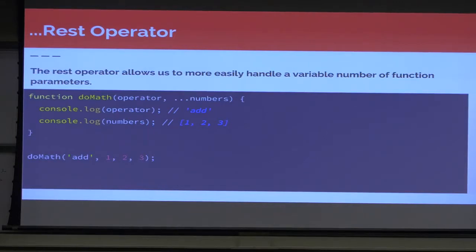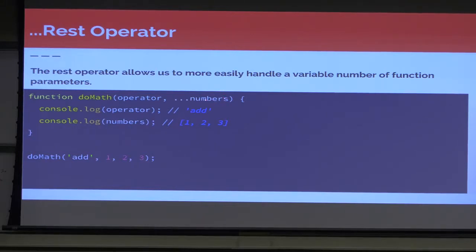So the other operator here is the rest operator, and the rest operator is almost the exact opposite. The rest operator allows us to more easily handle a variable number of function parameters. So let's say we have a function doMath, and we're taking in an operator, and we're taking in a set of numbers. As you can see, it can be any length. We could add 4, 5, 6, 7, 8, 9, 10, all the way up, whatever numbers we want.